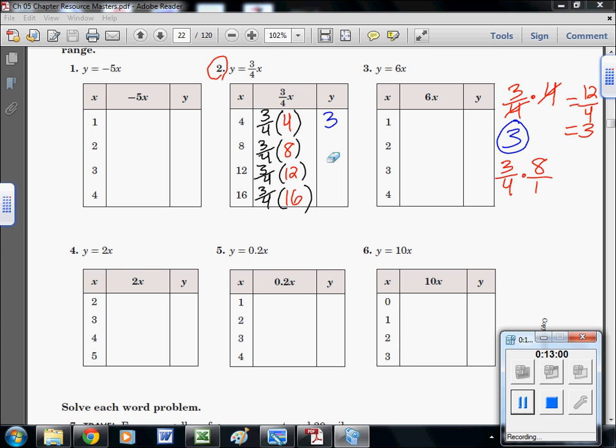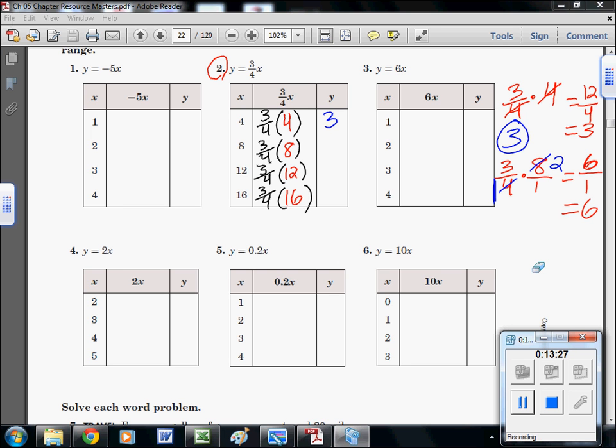3/4 times 8, maybe 8 over 1, so we can multiply it. Some of you might remember your shortcut when multiplying fractions, the cross canceling. 4 goes into 8 and 4. 4 goes into itself once, 4 goes into 8 twice. So now we can multiply that. 3 times 2 is 6. 1 times 1 is 1. So 6 over 1, that equals 6.